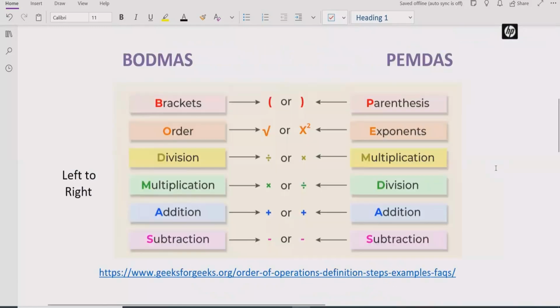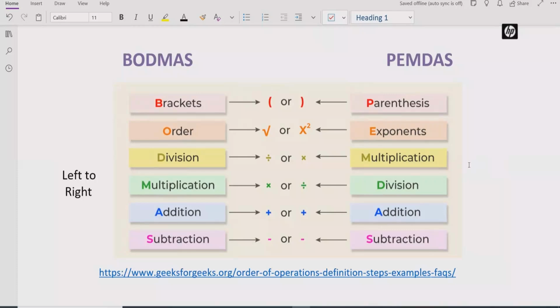Now let's move towards solving this expression using PEMDAS and BODMAS method. Basically, these two methods are used to solve any arithmetic expression, and the rule says that if your expression contains any bracket, you have to solve that part first. After that, you have to see the power. If any number has a power, you solve that part next.